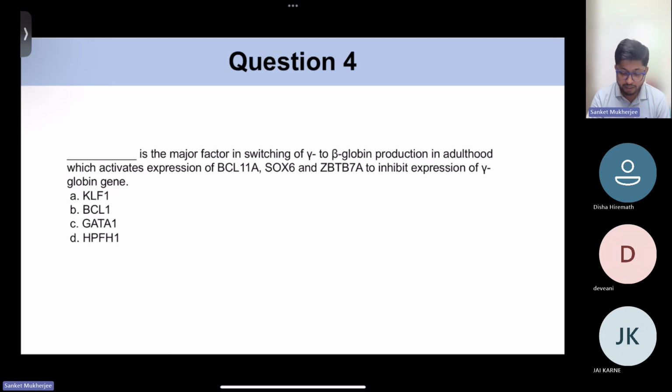Dash is the major factor in switching off gamma to beta globin production in adulthood, which activates expression of BCL11A, SOX6, and ZBTB7A to inhibit the expression of the gamma globin gene. Is it KLF1, BCL1, GATA1, or HPFH1?